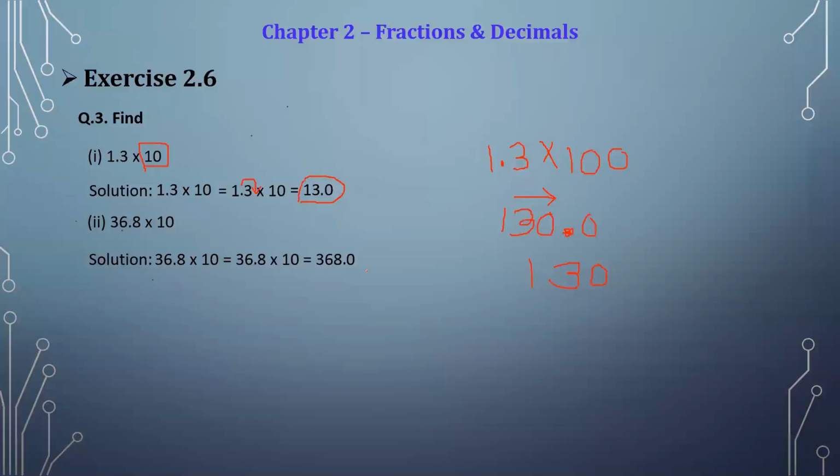So that 0.0 is not necessary to write down. So in this way, if you are multiplying by 10, 100, 1000, then you have to only shift the decimal point to the right side. And how many digits should be shifted? You have to count the number of zeros, and those number of digits should be shifted to the right hand side. You can also see in the second example, 36.8 into 10. So 10 is there. So we have shifted this decimal point by 1 digit. That means it is shifted after 8. So we are getting 368.0.